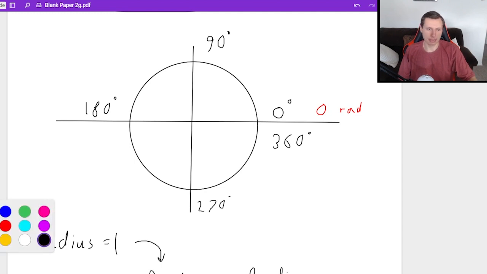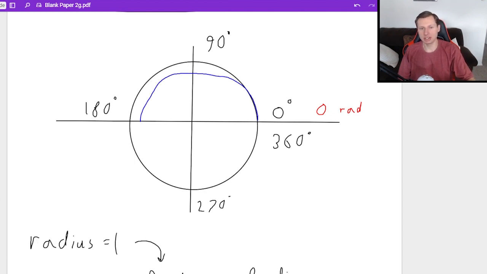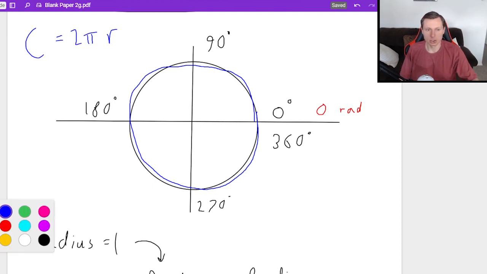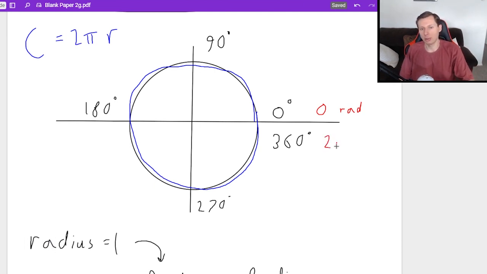How do I know that? Because if I were to trace out this entire circle, then that's the circumference, C. And how many radiuses are in a circumference? 2 pi. And that's why we have the equation circumference equals 2 pi r. So in other words, there are 2 pi radians in a circle. So 360 degrees translates to 2 pi radians.